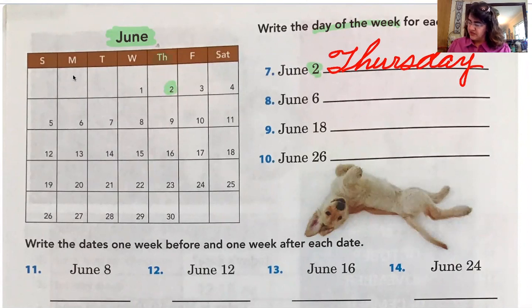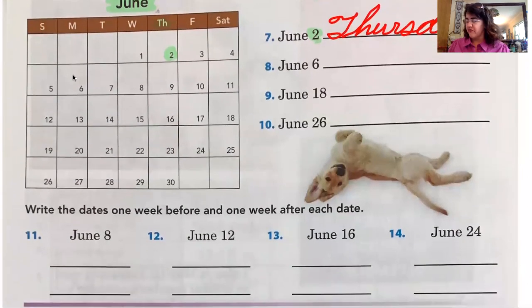Let's go ahead and scroll down. Now we have to write the dates 1 week before and 1 week after each date. Now, pay attention. We want to go a week before and a week after the date. So first thing we want to do is find the date. The first date is June the 8th. Well, here's June the 8th.